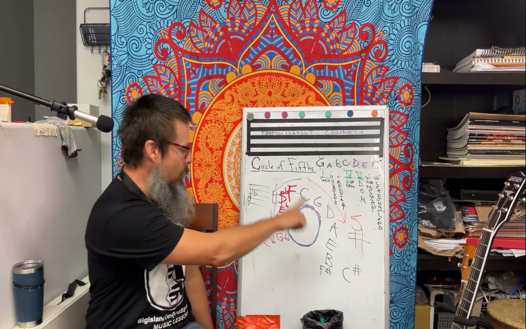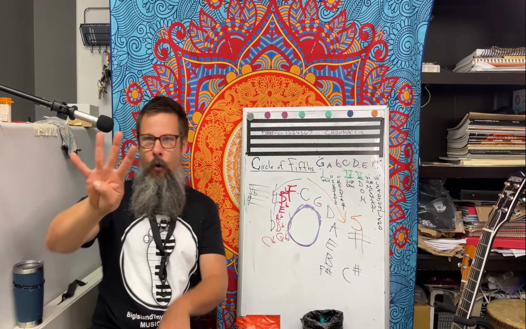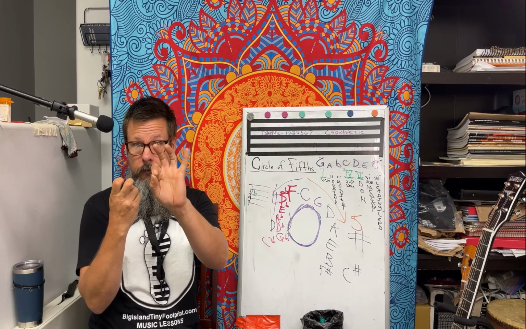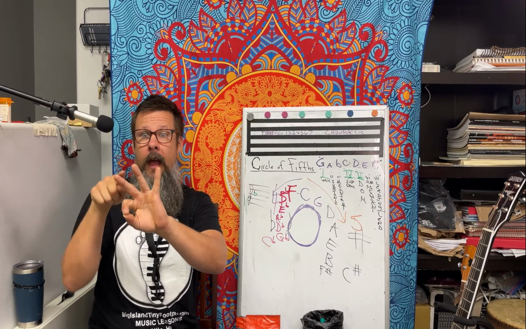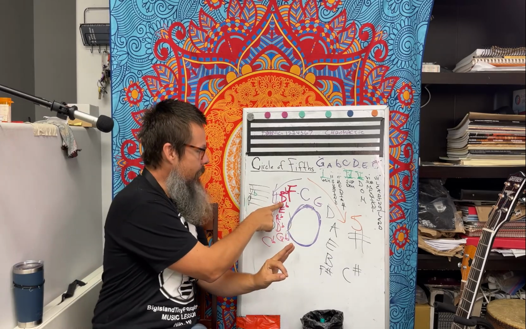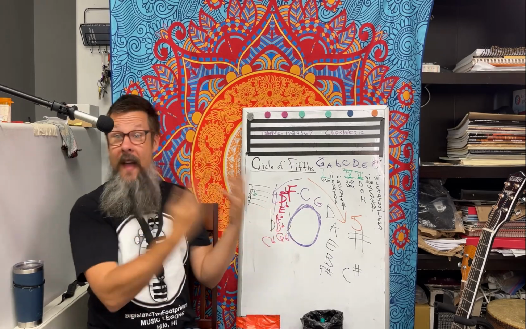Ta-da! So when we go through the process of seeing these, if E has 4 sharps, how many notes are there in a diatonic scale? You guessed it, 7. Take away 4 of those sharps. How many flats are there in the key of E flat? There are 3. Boop, boop, boop. B flat, E flat, A flat. That's how we use the circle of fifths.